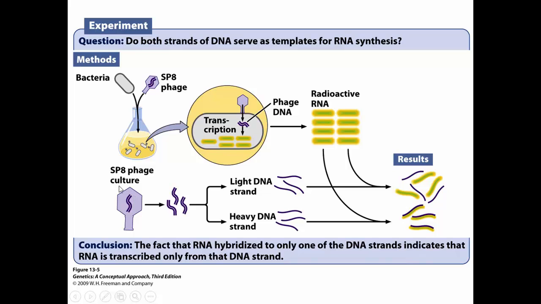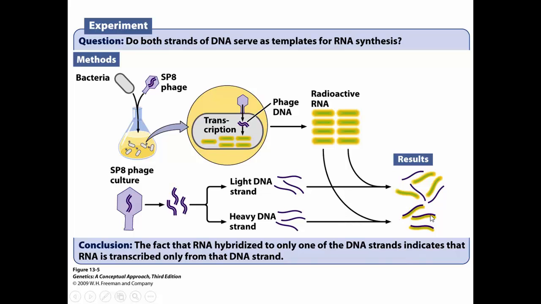They took the same virus, the SP8 phage, and they took the DNA and separated it into two parts. So they denatured it, they separated the double helix. One part they called the light strand, one part they called the heavy. You'll see why in a second. And then they mixed it with this radioactive RNA. And what they saw was this.